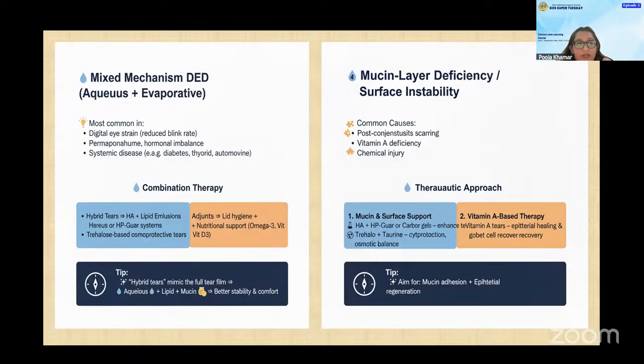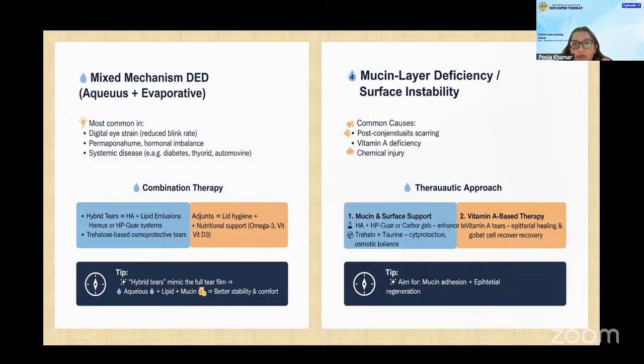Now, if you have a mixed mechanism like aqueous or evaporative, then you have to use sodium hyaluronate based drops or trehalose based drops, and also look at nutritional support in the form of omega-3 or vitamin D. The goal here is to use hybrid tears, which mimic the full tear film, which is the aqueous lipid mucin layer, for better stability and comfort.